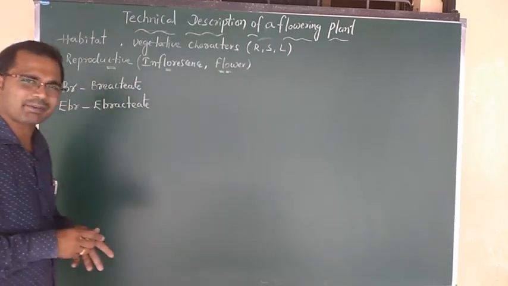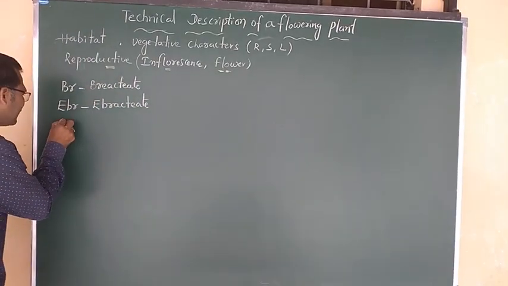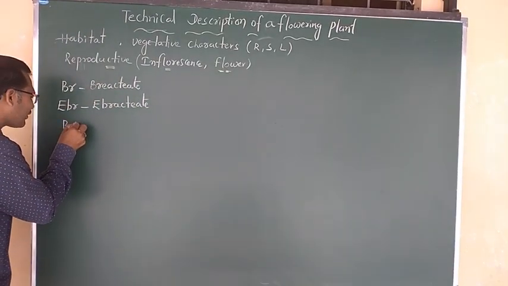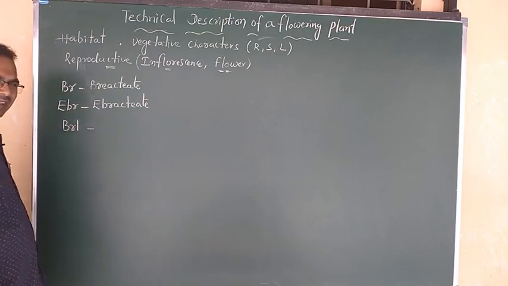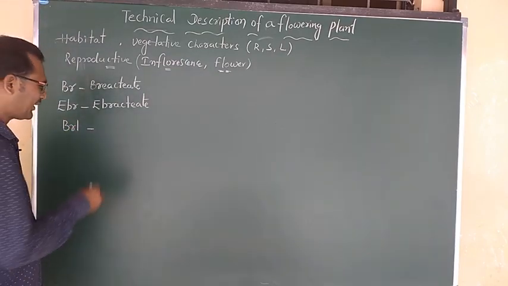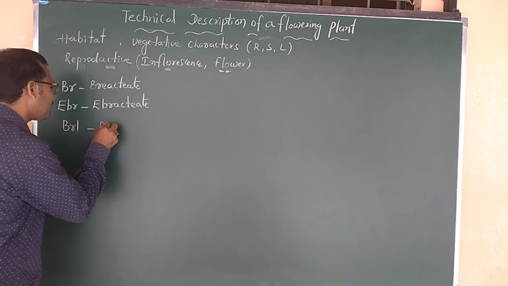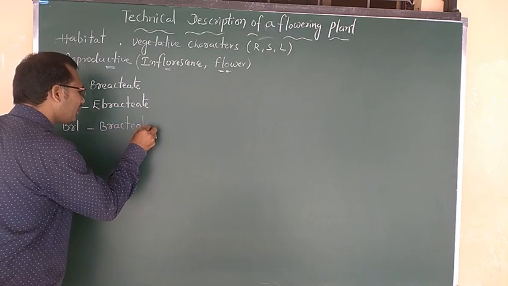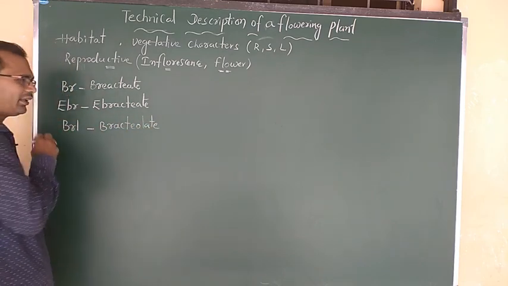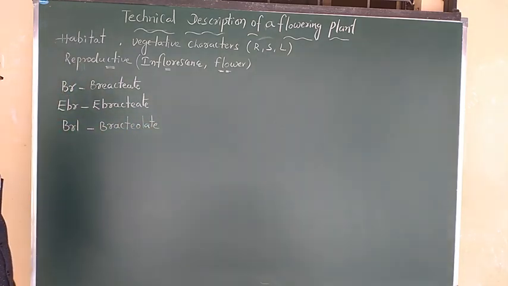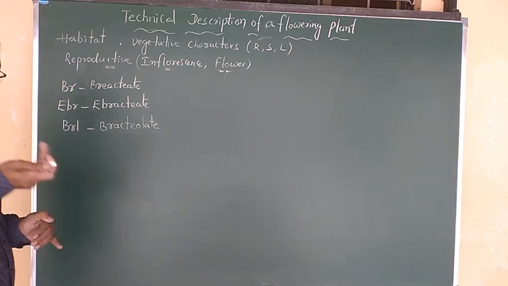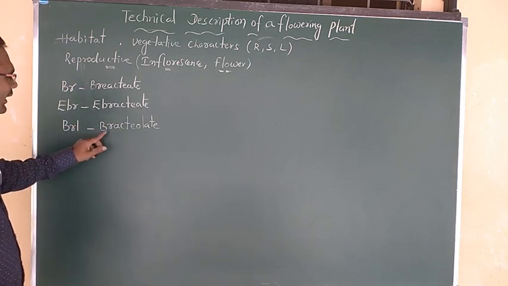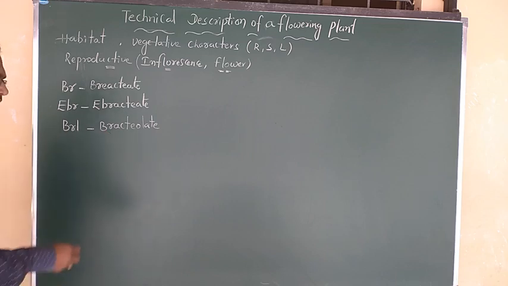That we had not discussed previously. Now another one, BRL. What is BRL? That is called bracteolate flower. BRL means bracteole. The flower with bracteole we call a bracteolate flower.